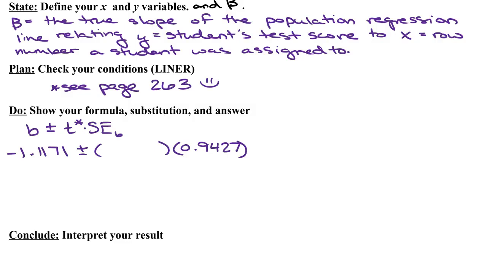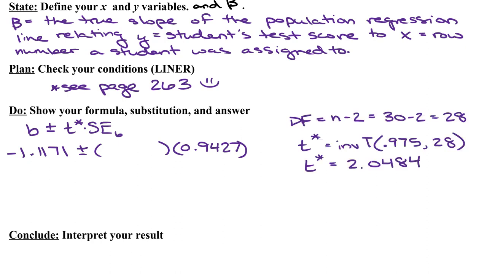But remember, the t in the computer output is not your critical value. That's a test statistic. Our critical value t star, we're going to find the same way we found this back in our previous chapters. To find our t star, first we'll state our degrees of freedom, and for bivariate data, our DF formula is n minus 2.